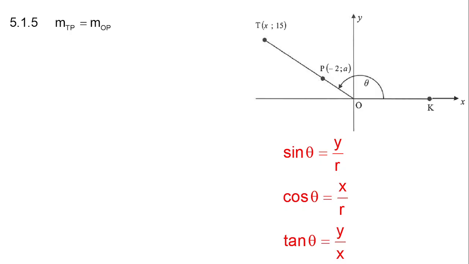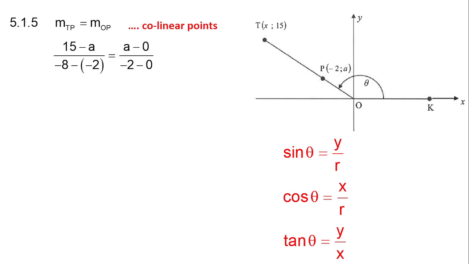Now, the final sub question here is asking us to find the value of a. Now, there are many ways that you can approach these questions. So what I've actually noted here is a technique we learned from analytical geometry. If you look at T, P, and O, they are all on the same straight line. So therefore, they are collinear points. And for collinear points, it means that the gradient of TP should equal the gradient of OP.